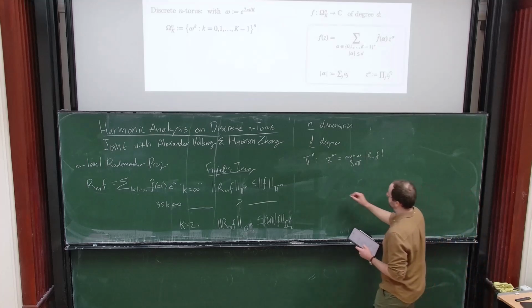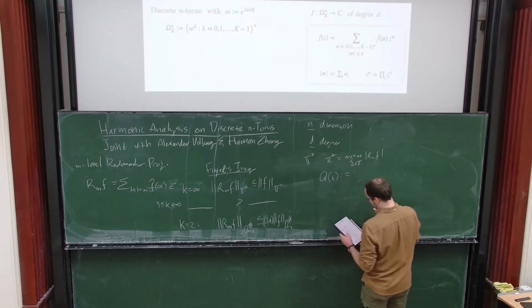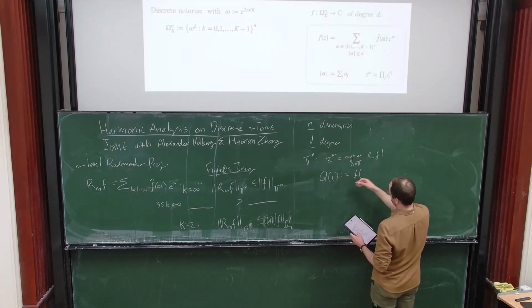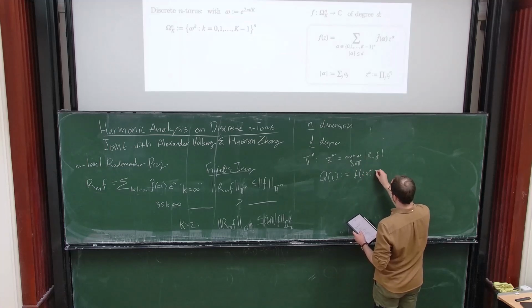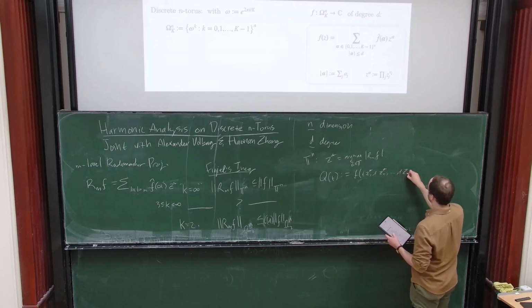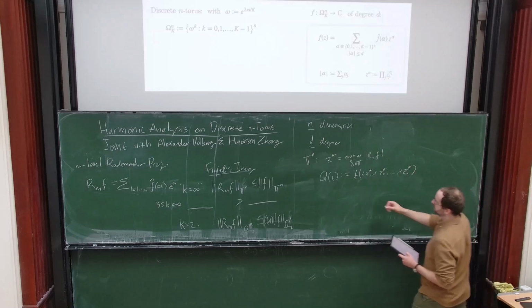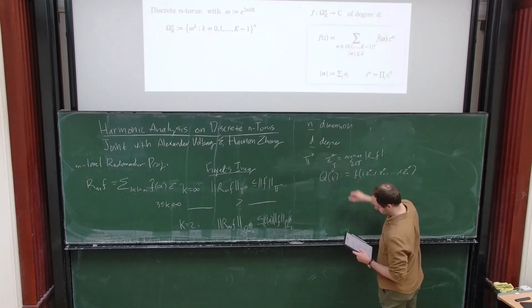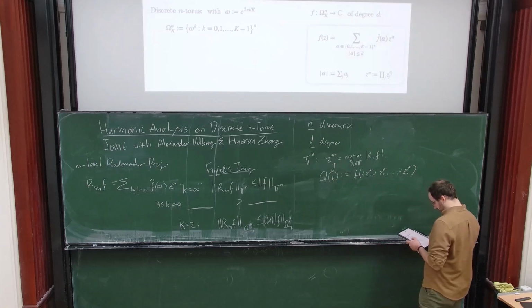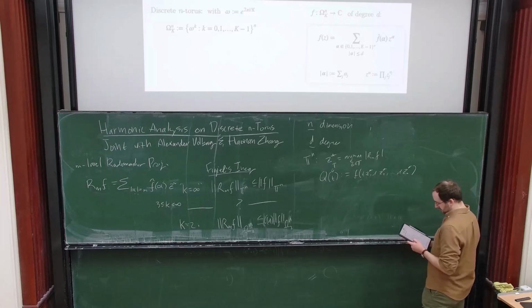And then we're going to define a univariate polynomial q of t, which is just f where we attach t to each of the coordinates. T is also on the torus. And what we then do is we say, okay, this is some univariate polynomial of degree d.